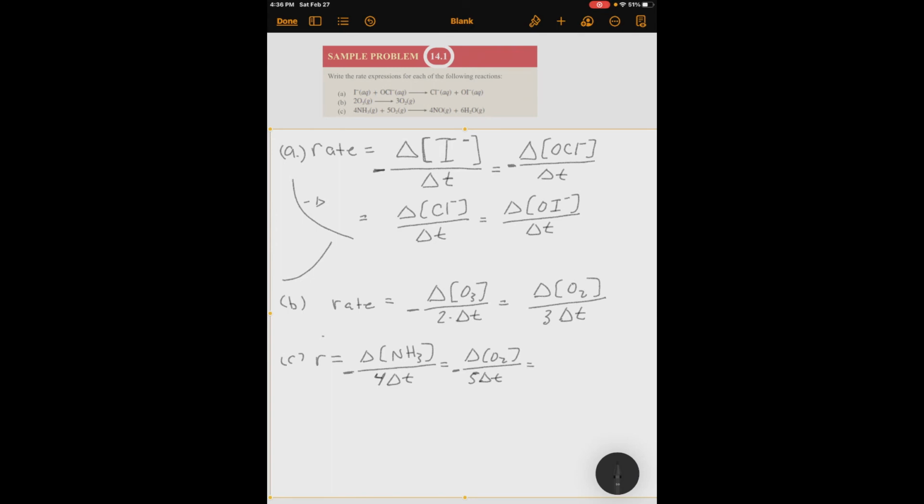Do the products, NO. So change in concentration of NO over change in time, look at the coefficients. There's a 4 there, so we divide it by 4. It's a product, so we leave it as a positive. And then finally, the last one, change in concentration of H2O divided by change in time, it's a product, so no negative, divided by 6.